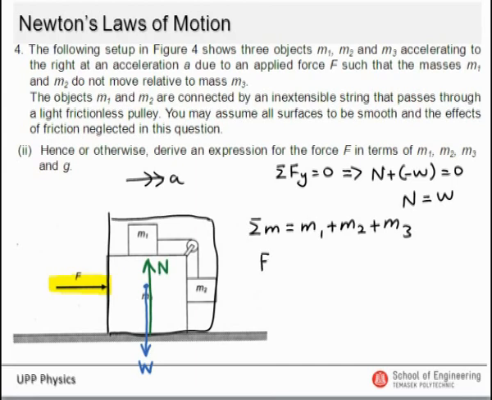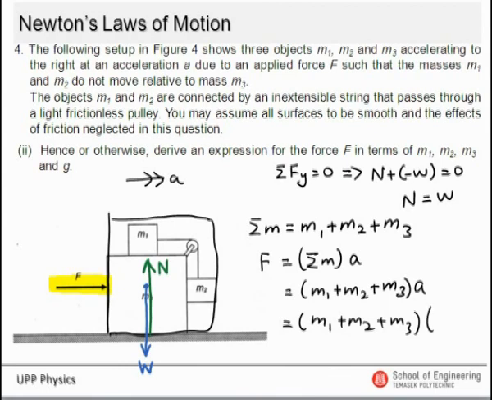Therefore, we can say that F is the only net force that causes the system with a combined mass to accelerate to the right with acceleration A. And rewriting this, we will have M1 plus M2 plus M3 added together times A. And from the previous part, we have found that A is actually M2 over M1 times G. And hence, we have derived an expression of the force F in terms of M1, M2, M3, and G.